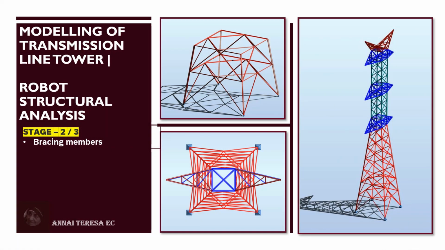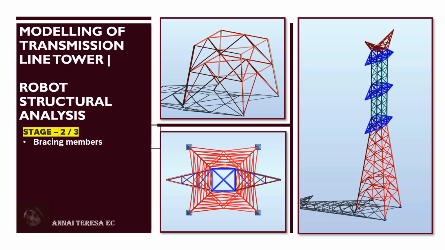Welcome viewers. In this stage 2 of 3 video of modeling of transmission line tower in Robot Structural Analysis, we are going to do bracing member creations. Our previous video, stage 1, explained the schematic drawing of this right hand side double circuit 220 kV transmission line tower. That stage 1 video also explained the Excel calculation of how to create the basic nodes for modeling this transmission line tower in Robot Structural Analysis.